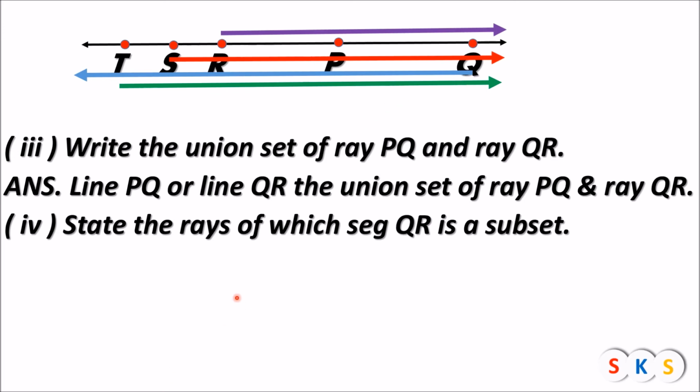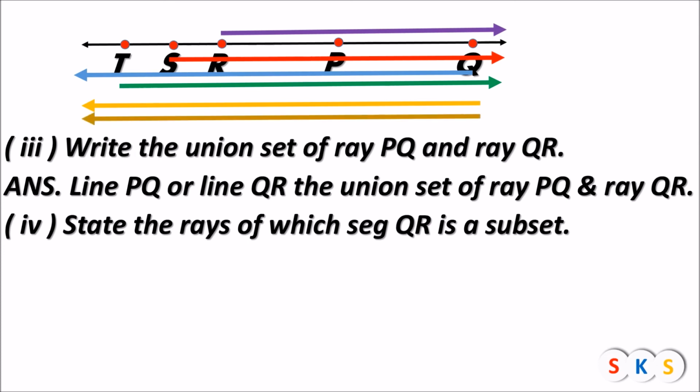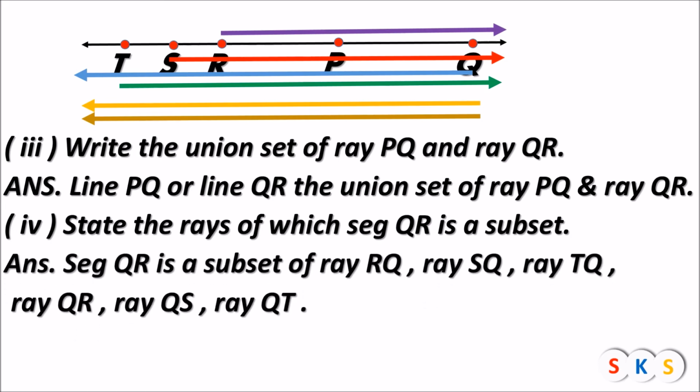This ray means ray TQ. Now here we have another ray, ray QT, and you can see that QR is part of this ray also. And here we have another ray, QT or QP, and QR is a subset of this ray also. So here we have the answer. Seg QR is a subset of ray RQ, ray SQ, ray TQ, ray QR, ray QS and ray QT.